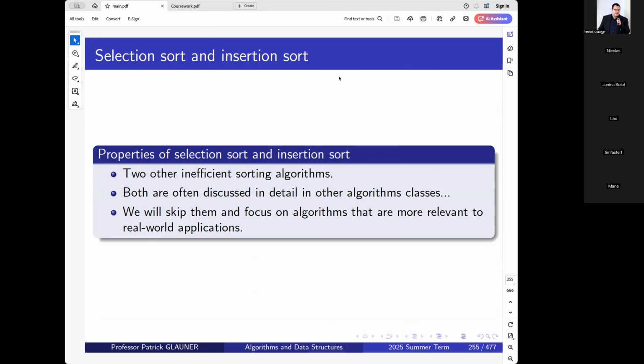When you study sorting algorithms, there are 2 more that you can find in the literature: selection sort and insertion sort. These are two, again, relatively simple sorting algorithms, but they are also both extremely inefficient.